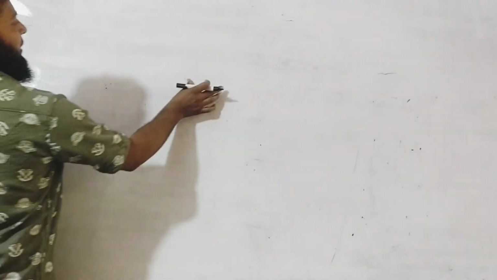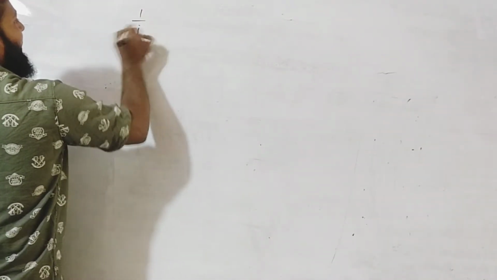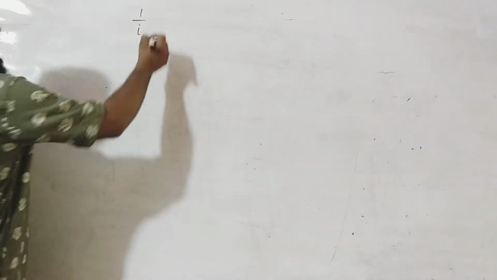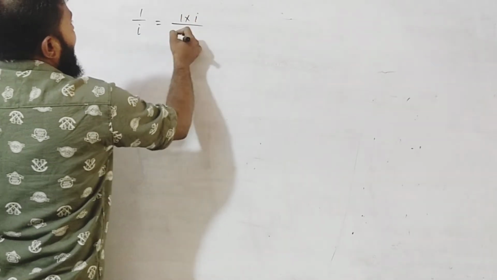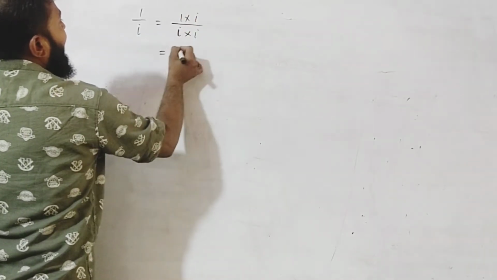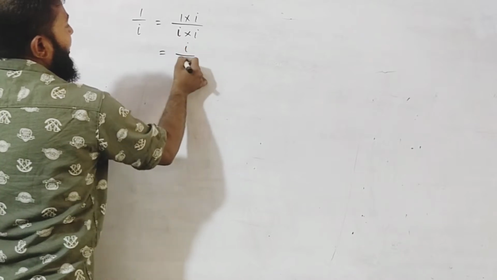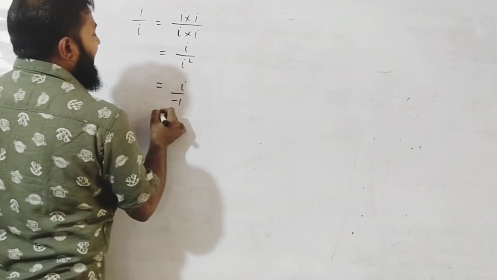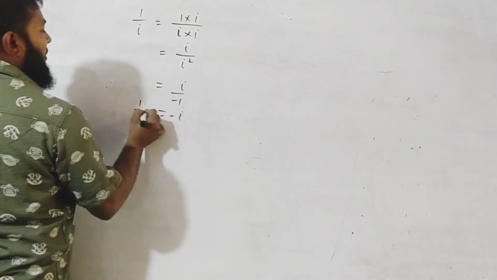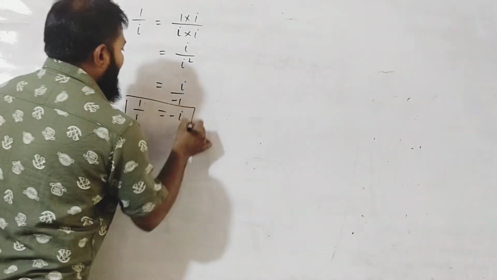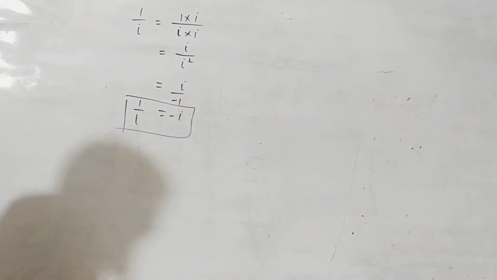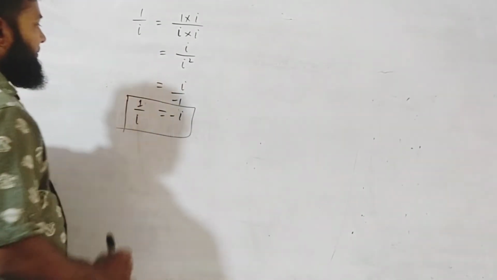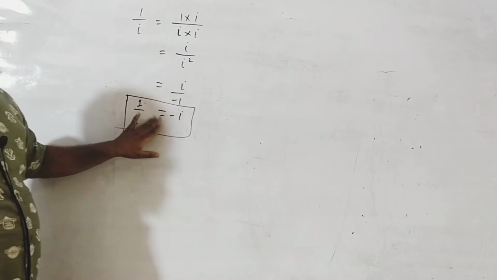Now further we discuss some standard results, like 1 upon i. If we want to remove i from the denominator, we have to multiply i in the numerator and denominator both, and the numerator becomes i and the denominator becomes i square, and i square can be replaced by -1, so the value of 1 upon i is equal to -i. This is the standard result: 1 upon i is always replaced by -i. Okay, you have learned it.